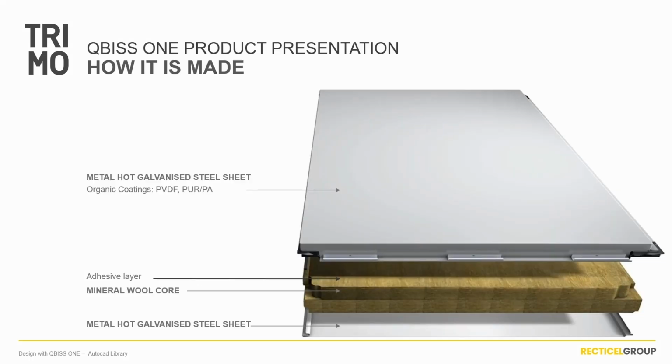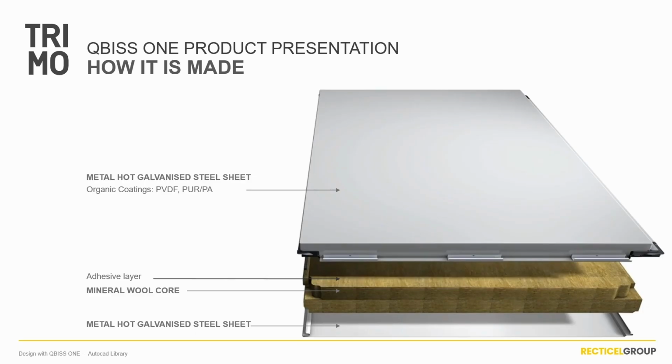The production of qbiss One facade elements follows the EN 14509 European product standard, which is specifically designed for self-supporting double-skin metal-faced insulating panels, also known as sandwich panels. The fundamental building block of the system is the qbiss One modular wall element. This element is created using a highly automated robotic production line, ensuring precision, repeatability, and consistent quality.